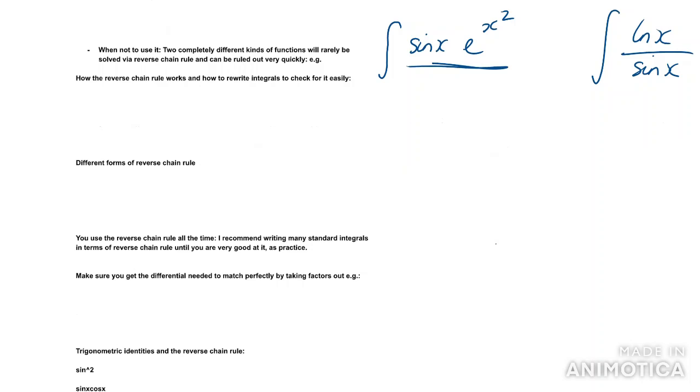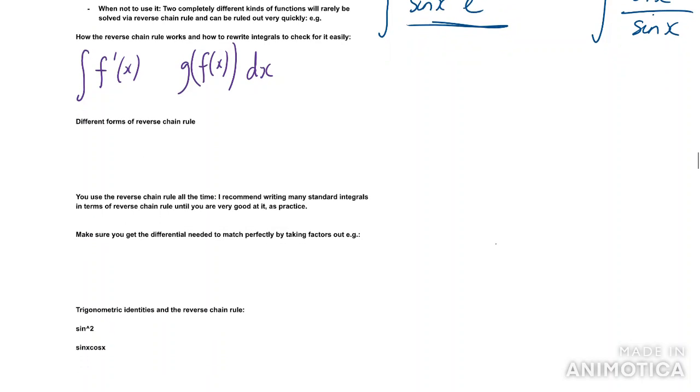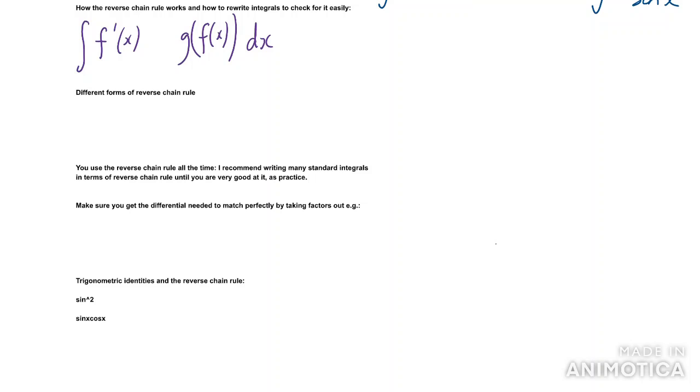Okay, so how does the reverse chain rule work? You'll probably know this, but effectively, it's where you've got a differential of a function and another function enveloping the integral of that differentiated function. So this is what most people see when they're taught the reverse chain rule. And personally, I think that this is one of the most confusing ways of explaining it. So we're going to move on from that very quickly. But before we completely abandon that, we're just going to mention the different forms of reverse chain rule to check for.